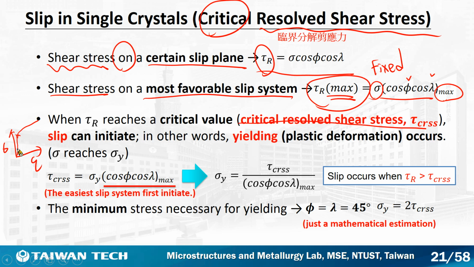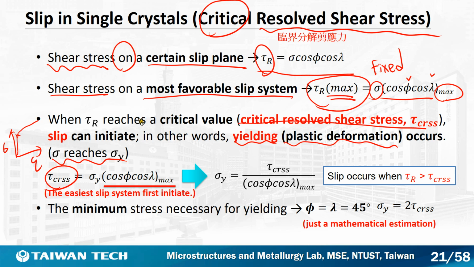When the stress increases, the strain will increase. Initially it will be elastic deformation, and after it reaches a certain point, yielding will occur, so it will start to have plastic deformation. In other words, sigma reaches sigma y. So when yielding occurs, this stress we call the critical resolved shear stress.